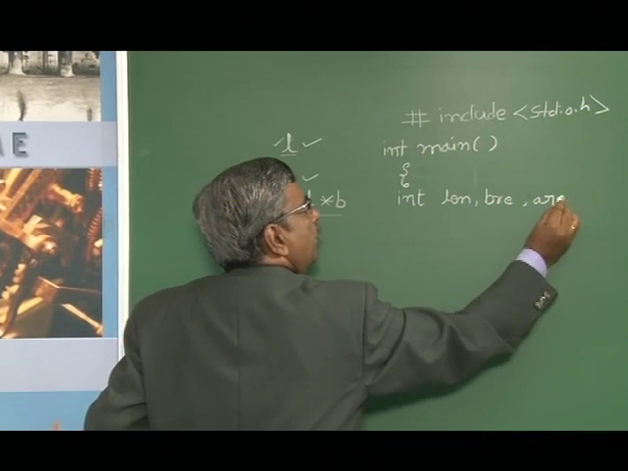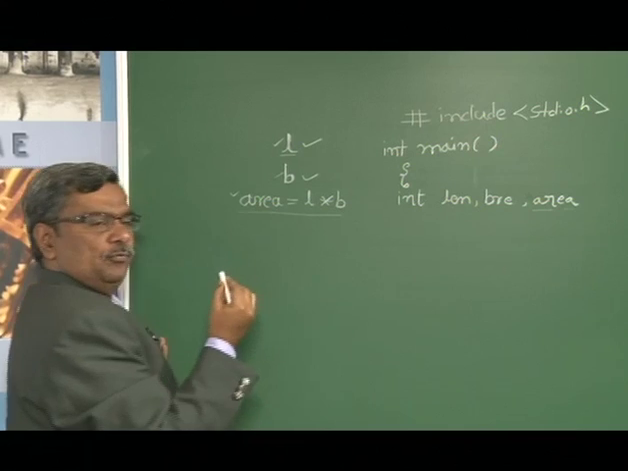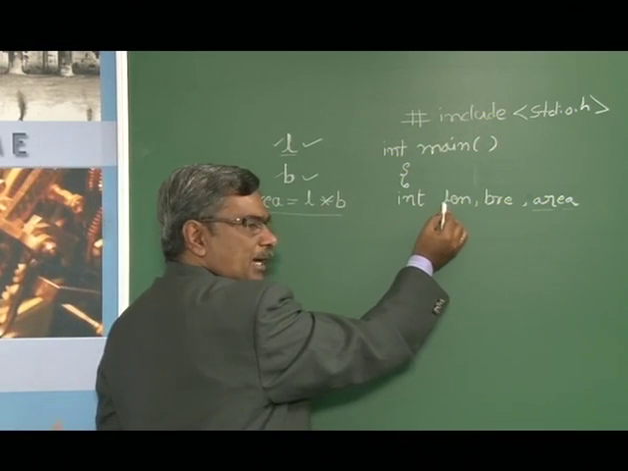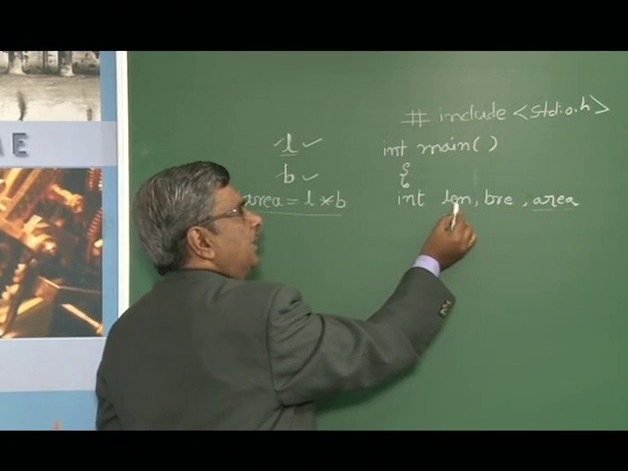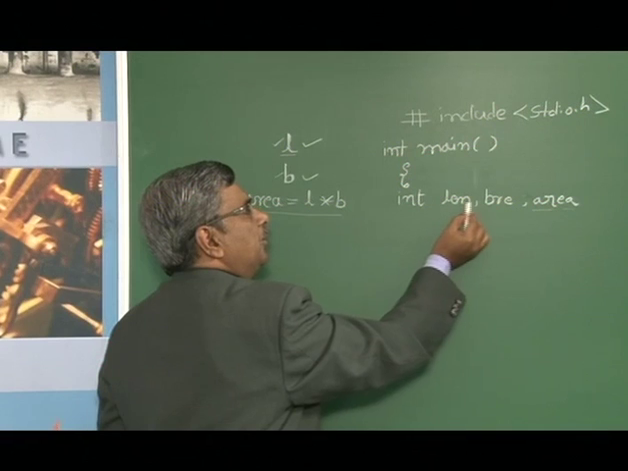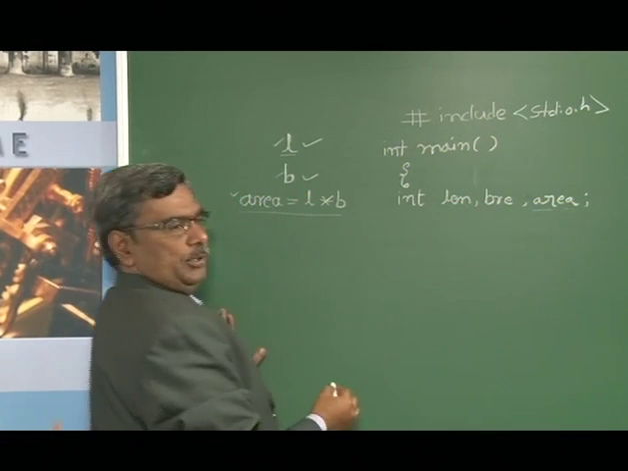You can attach one more variable, area. While declaring a variable, you have to follow the rules and regulations. The first one is, the first character should be an alphabet. From the second character onwards, it may be an alphabet or a digit. Like that, you can use the variable declaration rules, and end with a semicolon.